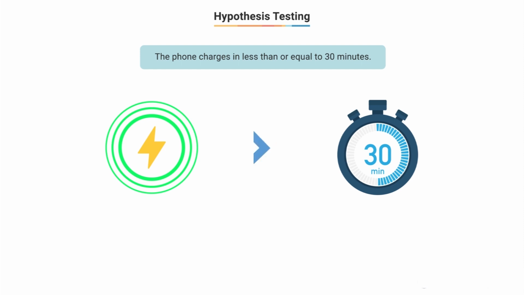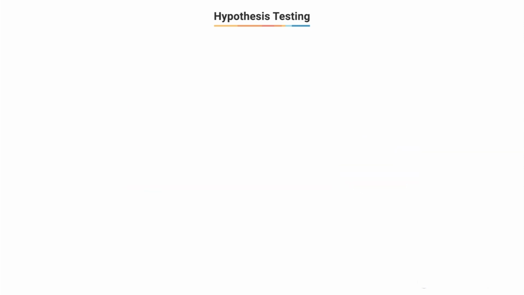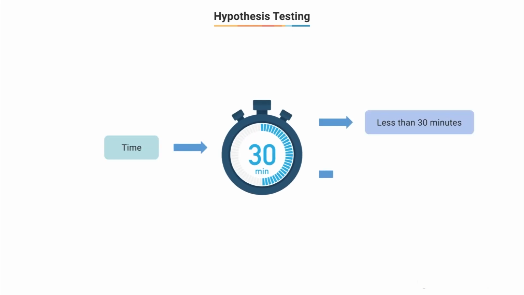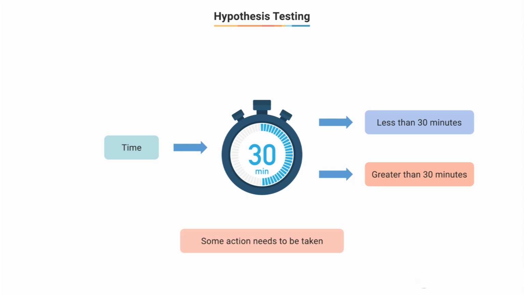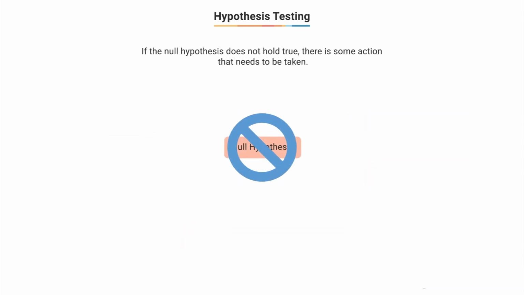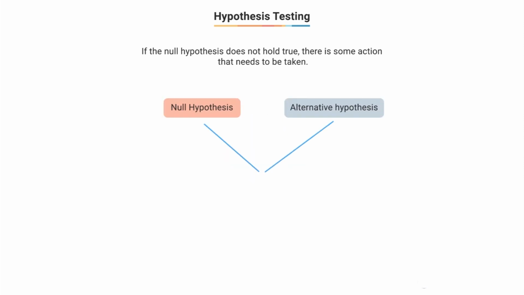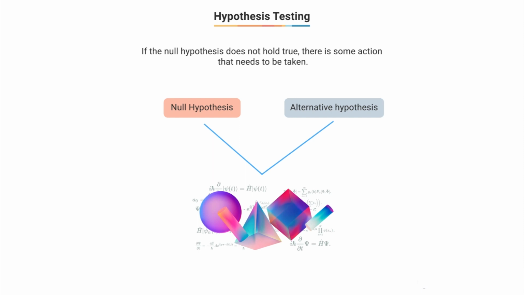However, if the time taken is more than 30 minutes, then we should ask the engineer to fix the issue so that it charges in exactly 30 minutes. So you can see that in both cases, whether the time taken is less than 30 minutes or greater than 30 minutes, some action needs to be taken. Thus, if the null hypothesis does not hold true, there is some action that needs to be taken. So let's write down the null and alternate hypothesis in mathematical form.